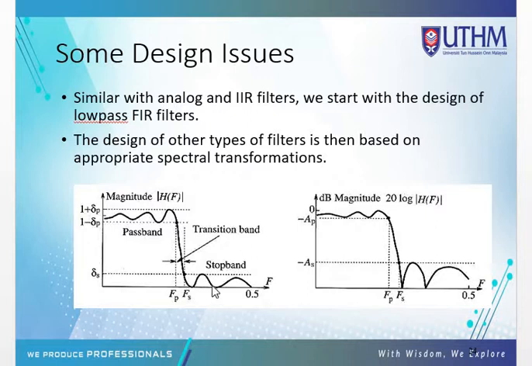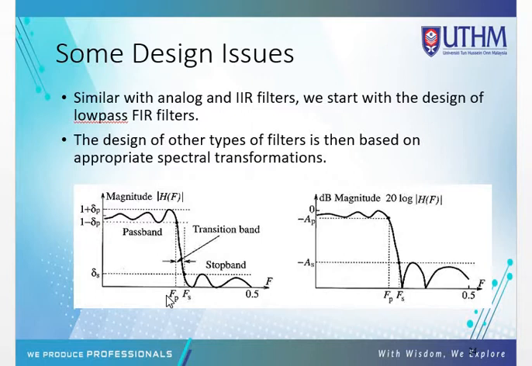This graph shows the magnitude of a filter, and this is the ripple for the pass band, and this is the ripple for the stop band. The highest value of the ripple is called 1 plus delta p. The lowest value of the pass band is called 1 minus delta p. And this is the transition from the pass band to a stop band. Okay, this is the transition period.